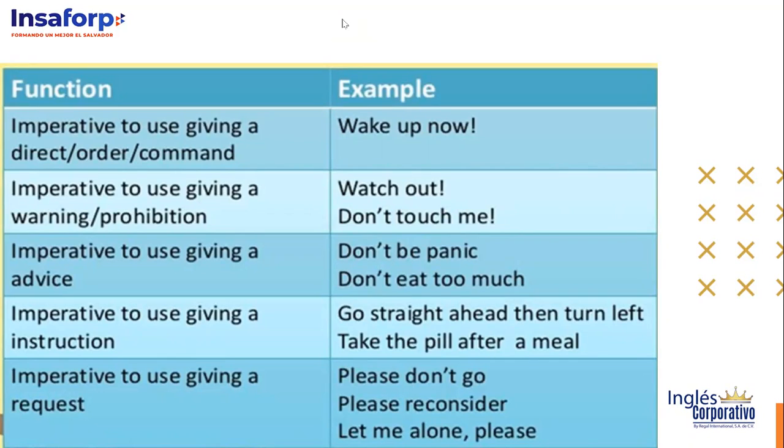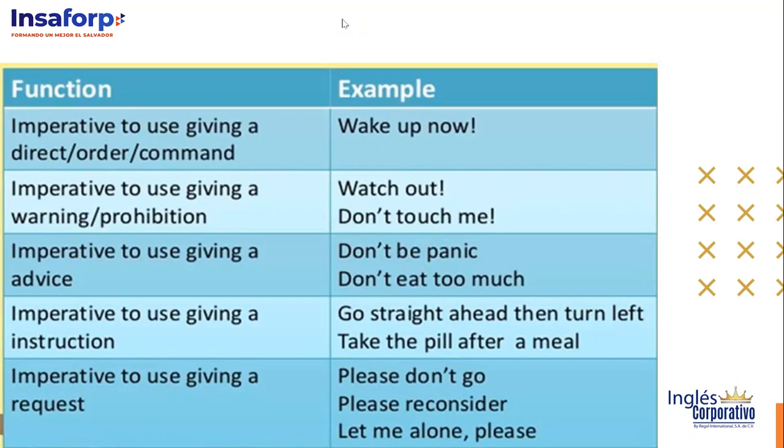Function: imperative to use, giving a direct order and command. Example: wake up now. So we use the imperatives to give directions, orders, or commands. When I said if you are not using the microphone, please turn it off, that's a direction, or you can also say an instruction. So I was giving you an instruction. And the example, wake up now.